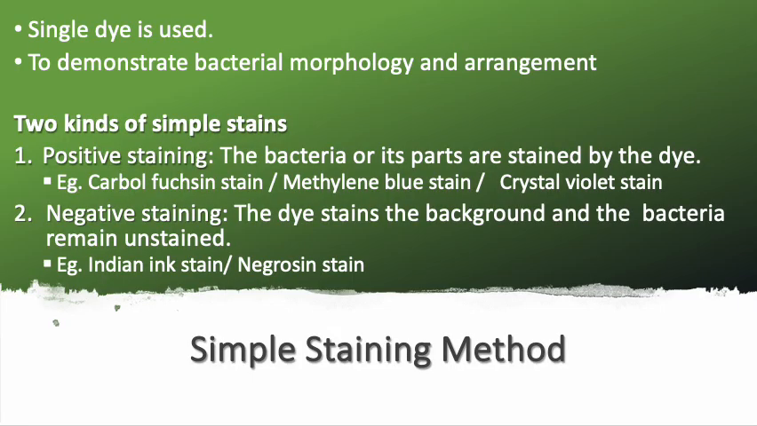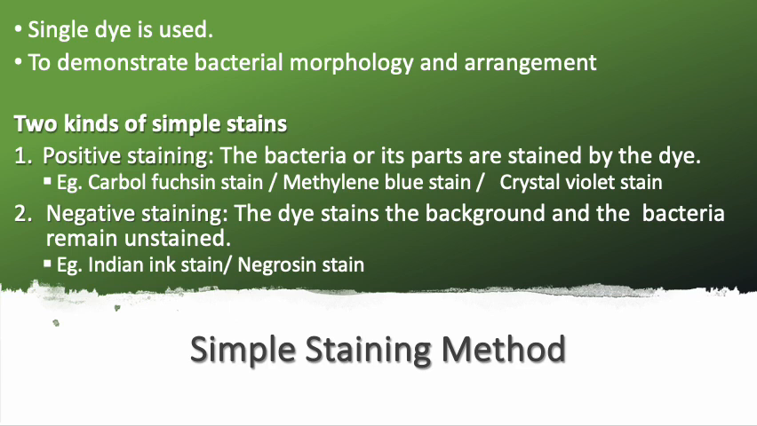Now, in terms of the number of stains used in the procedure, we can classify your staining methods as simple and differential. When we say simple staining method, class, it only uses one type of dye, so it uses a single stain. Usually it is used to demonstrate bacterial morphology and arrangement, and it is directed towards coloring the forms and shapes of the cell.